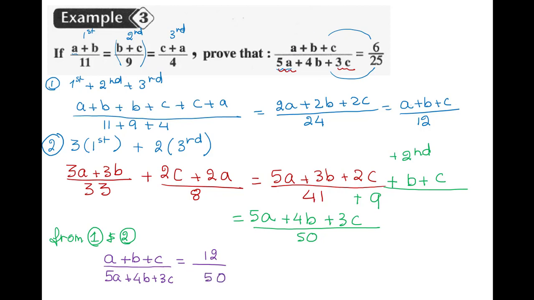Here, the left-hand side is the same. I only need to simplify this. It will give me 6 over 25. Then I proved my problem. It can be done by many ways, but this is one of the ways.